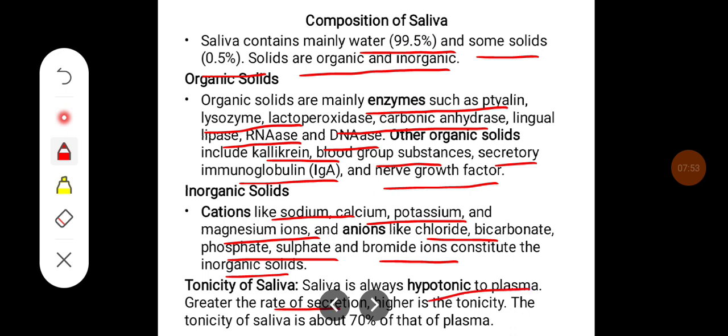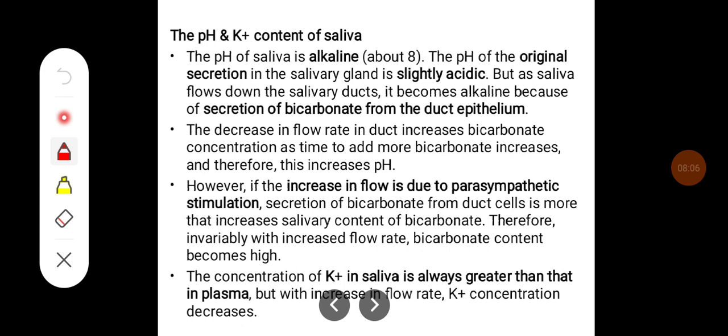Saliva is always hypotonic to plasma. Greater the rate of secretion, higher is the tonicity. The tonicity of saliva is about 70% that of plasma. The pH of saliva is alkaline, it's around 8.